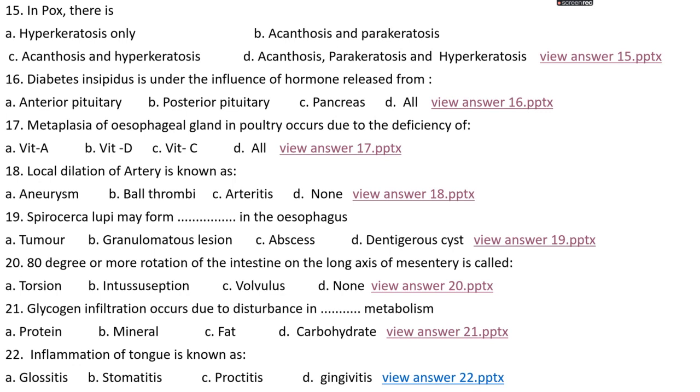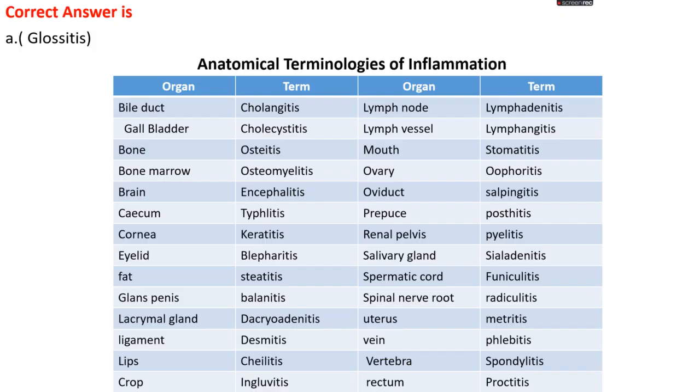Question number 22. Inflammation of the tongue is known as option A, glossitis, option B, stomatitis, option C, proctitis, option D, gingivitis. The right answer is option A, that is glossitis. Since the itis term itself denotes inflammatory conditions, let's see some organs and the terms associated with their inflammations. Like bile duct inflammation causes cholangitis, gallbladder inflammation causes cholecystitis, where chole stands for bile.